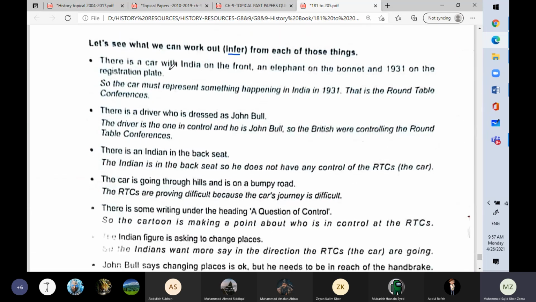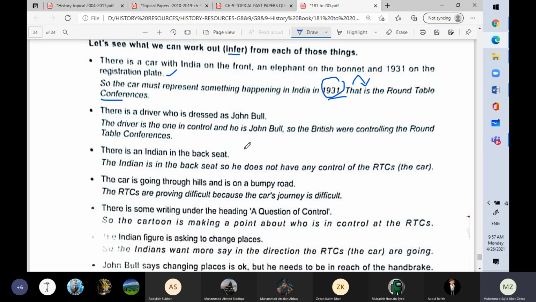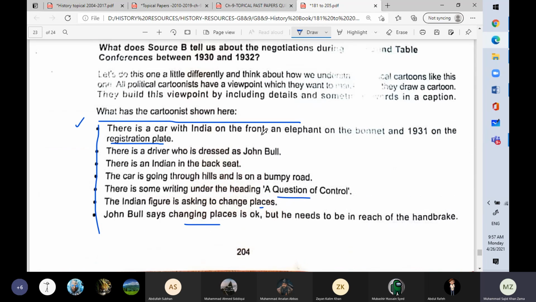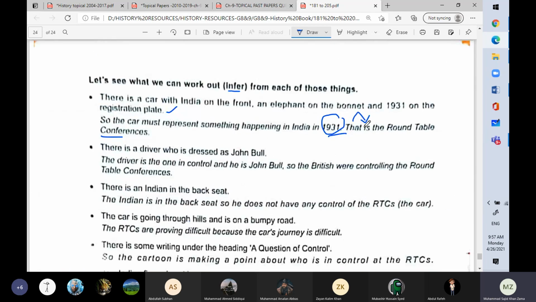So we see there is a car with India on the front and the registration plate. This is the first surface feature. So the car must represent something happening in India in 1931. That is the roundtable conferences. Why did you come to this conclusion? This is supported by background information, because you know that in 1931 there were roundtable conferences. So this is your background knowledge.